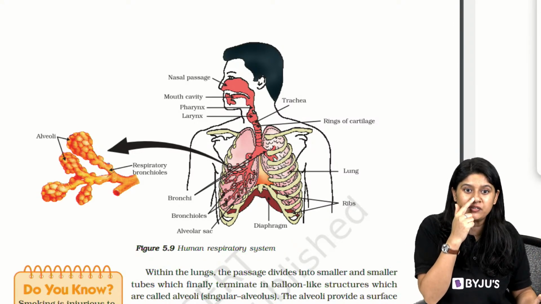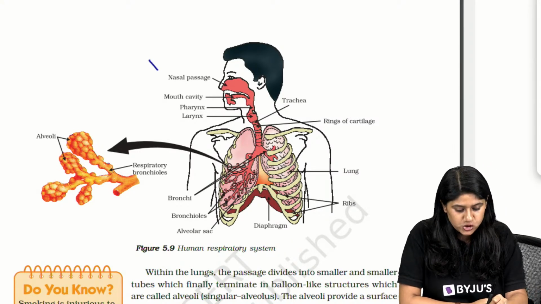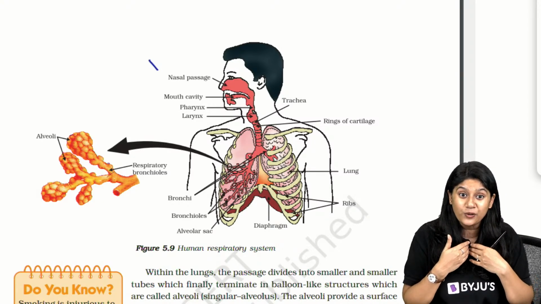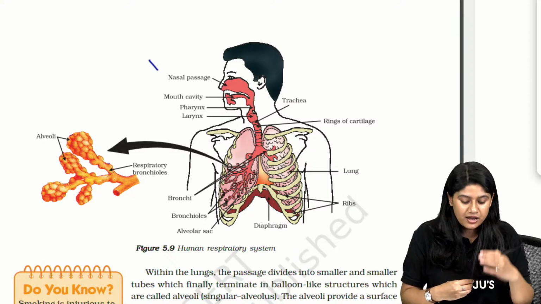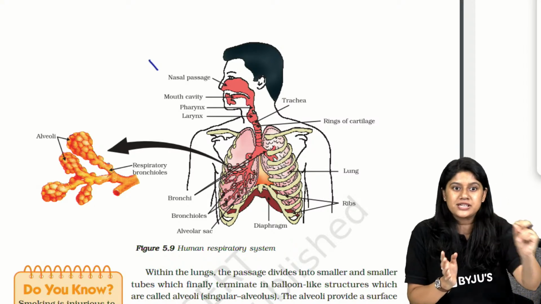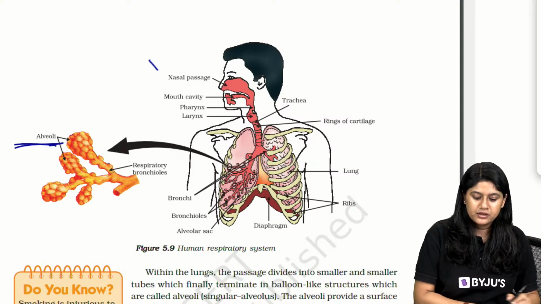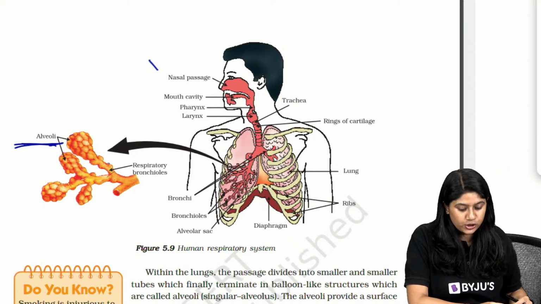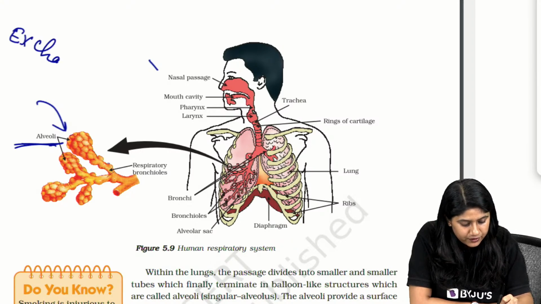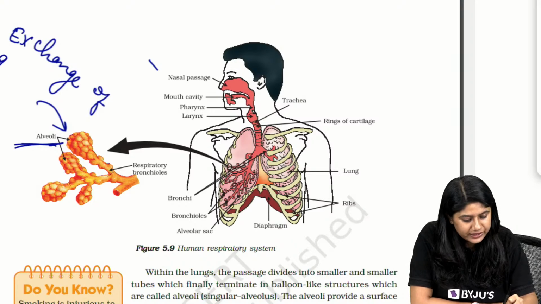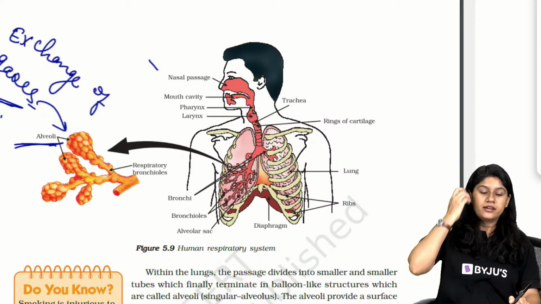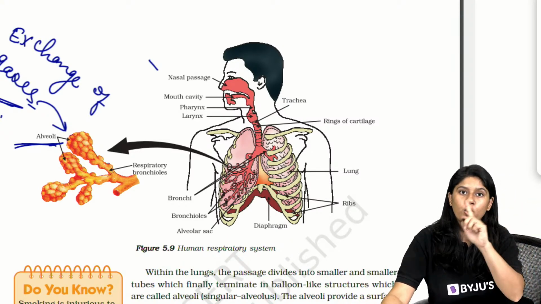So, we start with the nostrils, everyone. We start with the nostrils, then it goes to the pharynx, then of course the larynx, then from there down to the trachea, and then into the lungs we have the bronchi and bronchioles. Clear? Bronchi, bronchioles and the alveolar sacs, and at the end we have the alveoli, where we will see the exchange of gases. Good. So this is important. The flow is really very important over here.